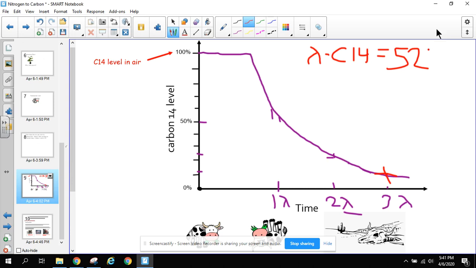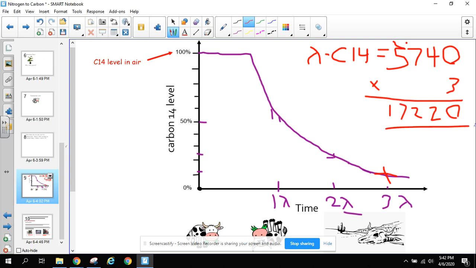5,200, oh no, I'm doing the wrong thing. What is it again? 5,740, I believe. 5,740 years, then hey, you now know three half-lives have gone by. If you multiply this by 3, you can get the answer of how old this thing is. Let's see, 22 carry 2, 17,220 years old. Isn't that cool?